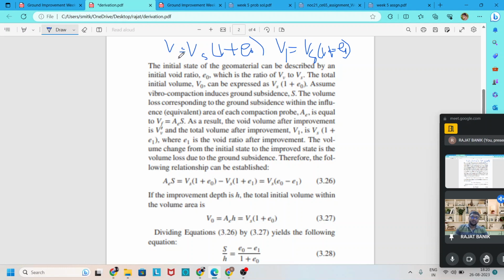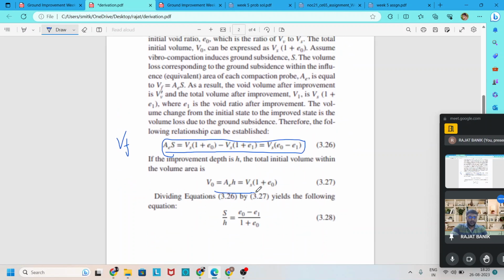By differentiating or by subtracting V and V1, we can find out the volume of void or fill required. So Vs is given by this equation. You can see that on the screen. And after that, if we divide the total equation by the total volume, we arrive at this formula, that is S by H equal to (e naught minus e1) divided by (1 plus e naught).